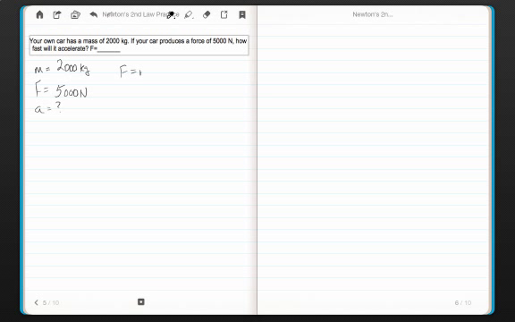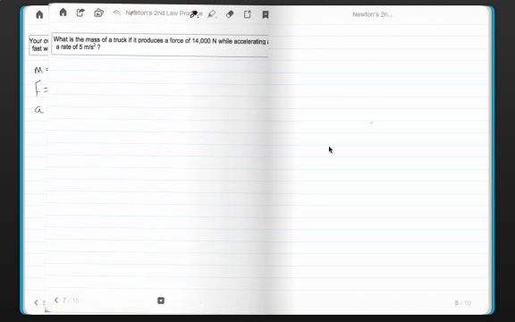Okay, using the equation F is equal to m times a, we have the force is 5,000, the mass is 2,000, and well, we don't know a, so I'm just going to write down a right there. Then I'm going to divide both sides by 2,000 in order to get an acceleration of 2.5 meters per second squared.